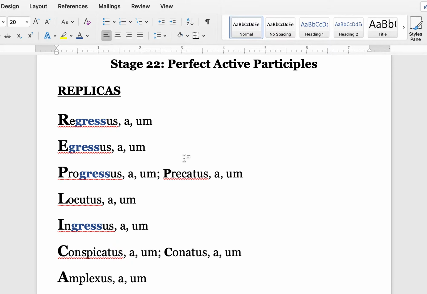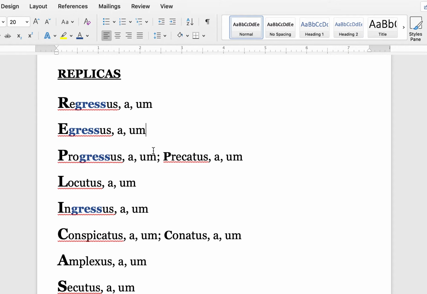Let's talk about the perfect active participles. We learned about this in stage 22 before we went on spring break, and what I told you was essentially don't think of them as a grammatical or syntactical topic. Think of it as purely a vocabulary issue. These are odd, these are weird. We know perfect passive participles, and they look like it, don't they? But they're special and, like I said, they're weird. And so we're just going to learn them as vocabulary words.